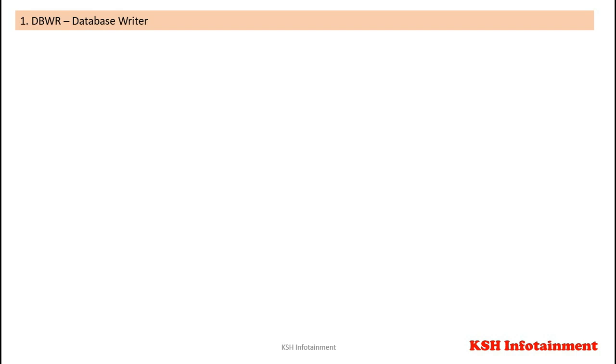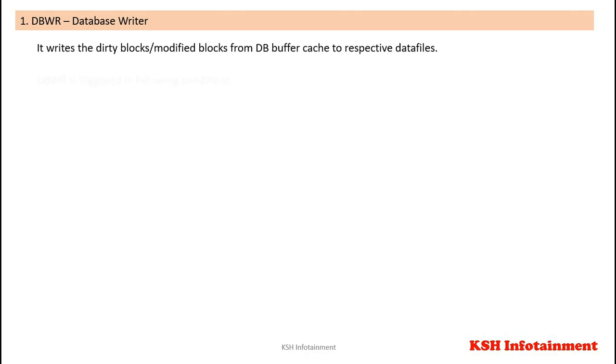Now we will look into some mandatory background processes. The first one is DBWR, the database writer process. It writes the dirty blocks or modified blocks from the DB buffer cache to the respective data files. DBWR is triggered in the following conditions.